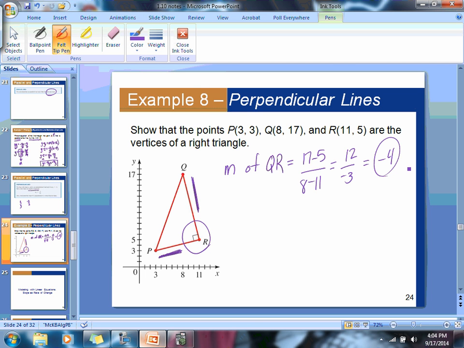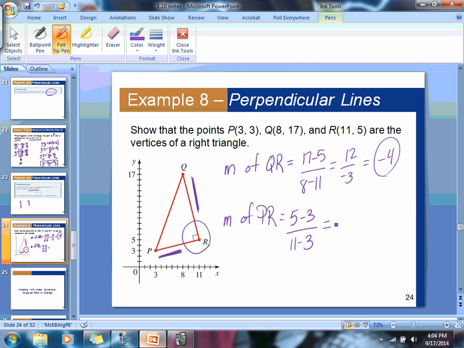Now the opposite reciprocal of that is 1/4. So if I get 1/4 for my slope of PR, then we will be in business. We will definitely have a right triangle. So P and R, again, doesn't matter which one I call x1, y1 or x2, y2. I'm going to subtract my y values. So let's do 5 minus 3, and then subtract my x values, 11 minus 3.